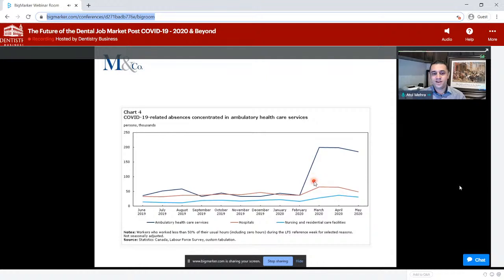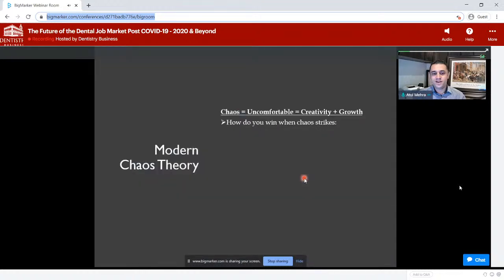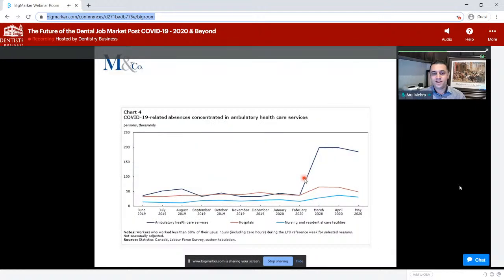It was the ambulatory healthcare services, which includes dentistry as well as other medical and health-related services which are not part of the hospital system. They had the spike from February, March, April, and May, primarily because of the lockdown, and a lot of the non-emergency services, such as dentistry, were restricted through the regulatory framework. For example, the RCDSO requirements. So that's a general trend in terms of what's happening macroeconomically.